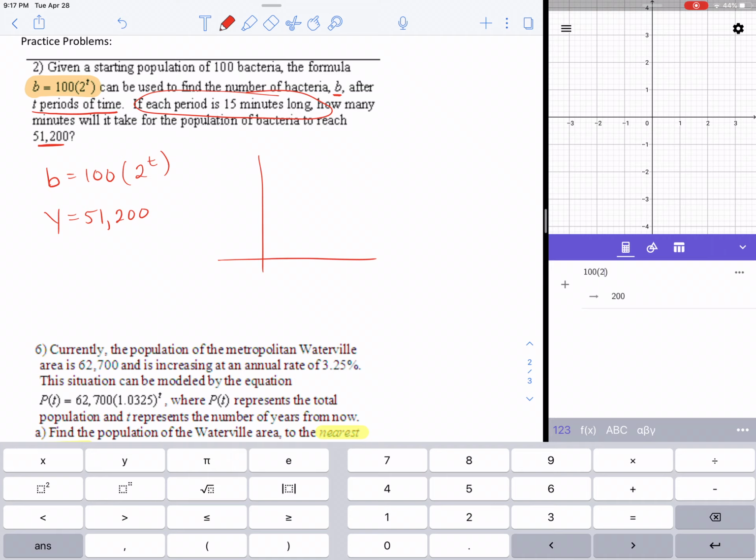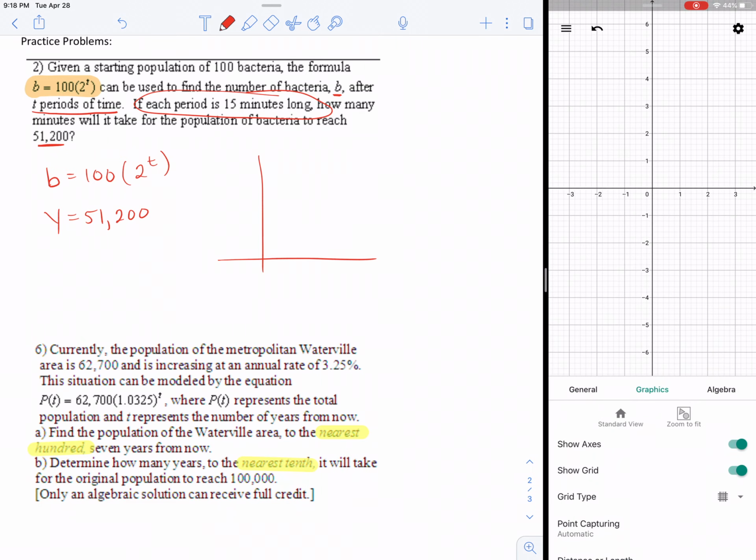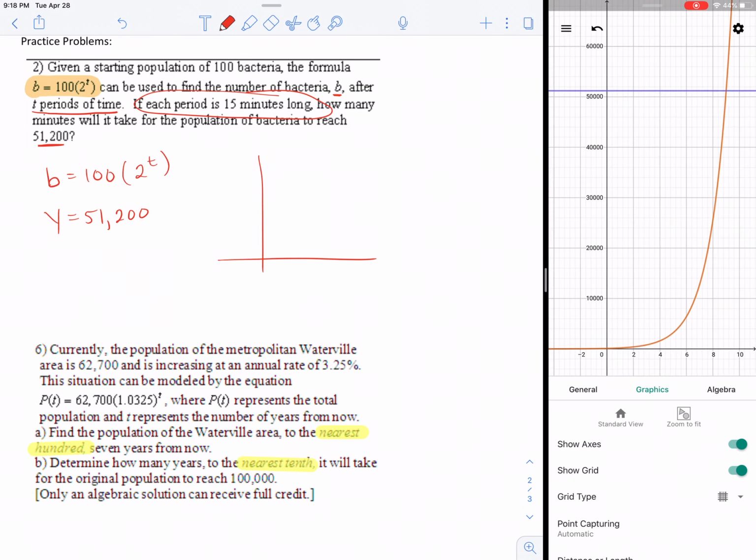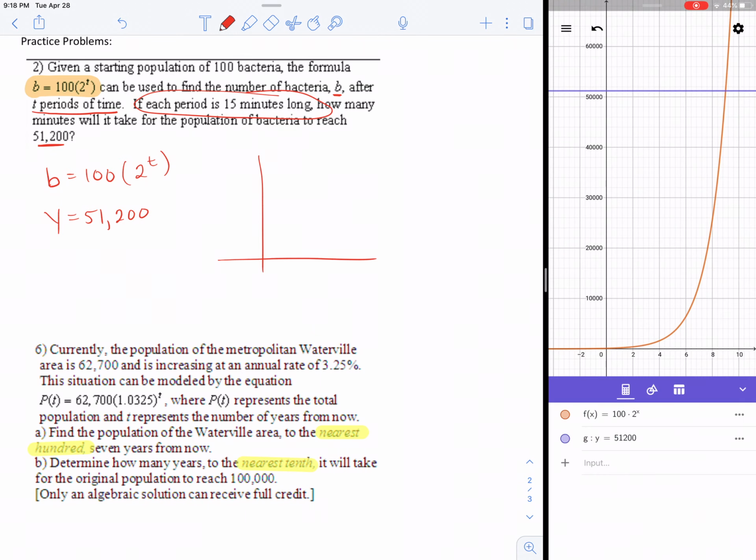So 2 to the x power, that's our first function, and then y equals 51,200. So I have to put that y equals before the constant function, otherwise it's not going to graph anything for me. So I'm going to hit the gear, zoom to fit, and then I have that point of intersection right in there. So I can make a little graph sketch to show for my work, and then I could put x equals or t equals where they meet, 9, exactly 9.